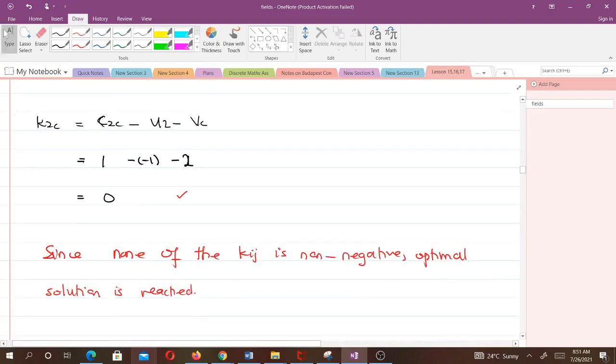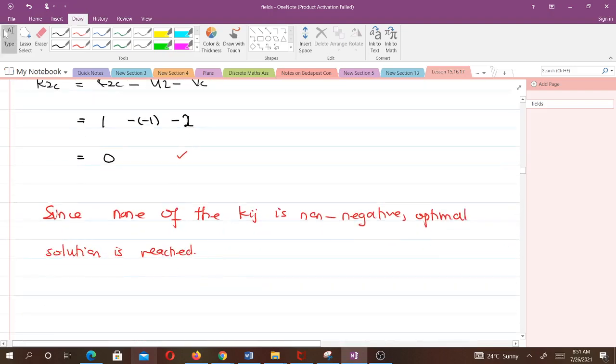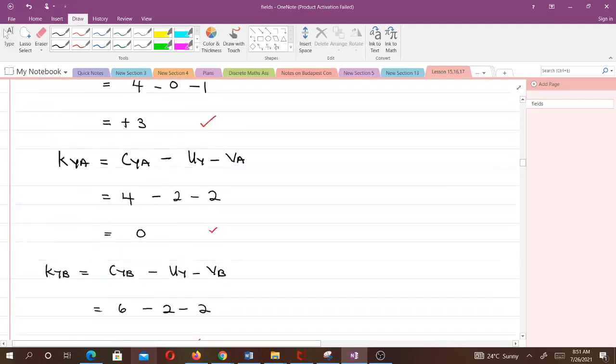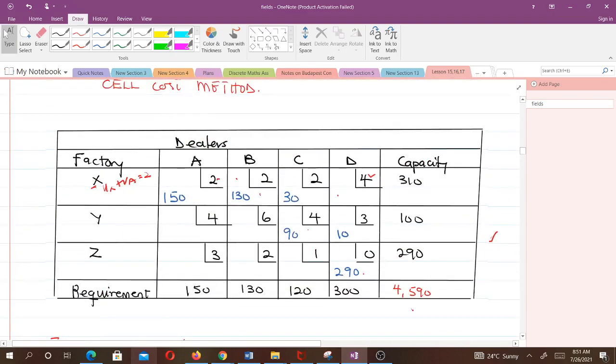You can see that since none of the kijs is negative, it means that the optimal solution is reached. So that means that the table we have here is our optimal solution.